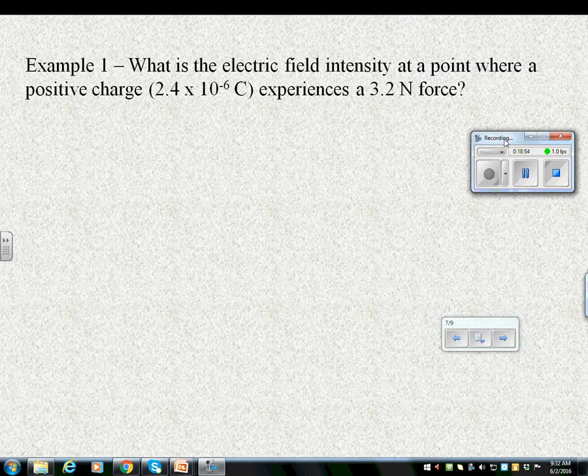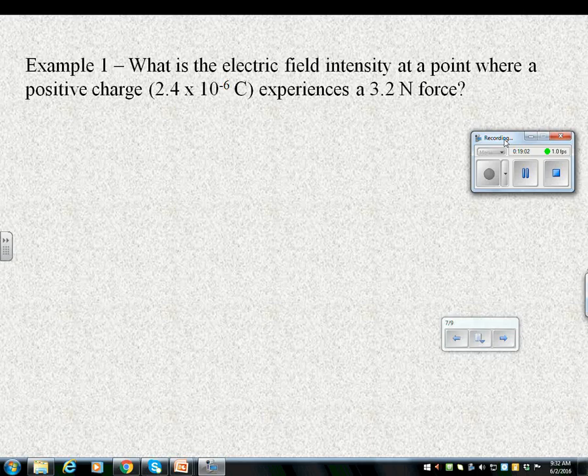Here is the example that tells you how to do these problems. And then I'm going to give you time to work. What is the electric field intensity at a point where a positive charge experiences a 3.2 Newton force? Have we talked about scientific notation yet on calculators? Have we done that? I always forget where I'm supposed to.